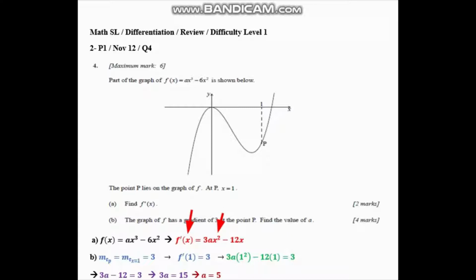So 3a times 1 squared minus 12 times 1, which I've written in green right there. And this gives me 3a minus 12, and I know that this is equal to 3 because the slope is 3. Hence 3a equals 15, and hence a equals 5. So this concludes our second question. Kindly take a minute to write the answer down if you will, and I shall begin question 3 shortly.